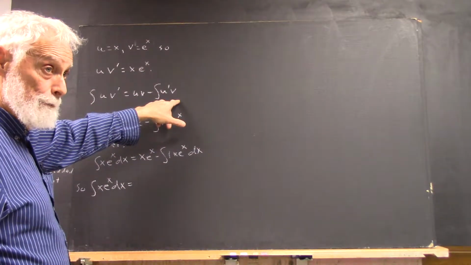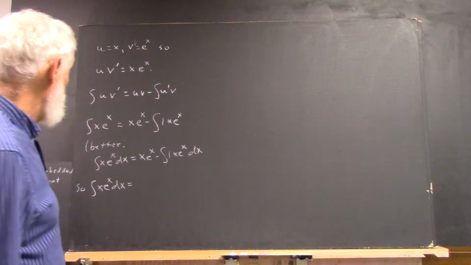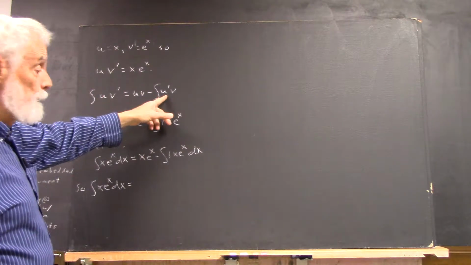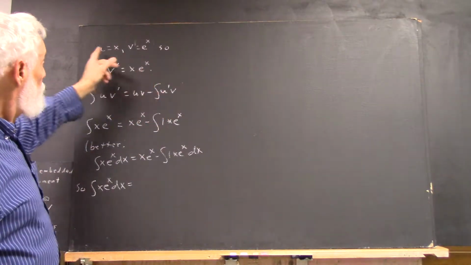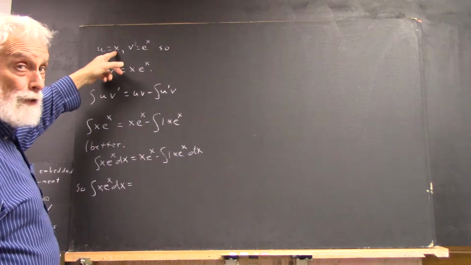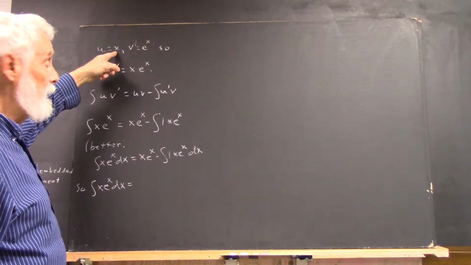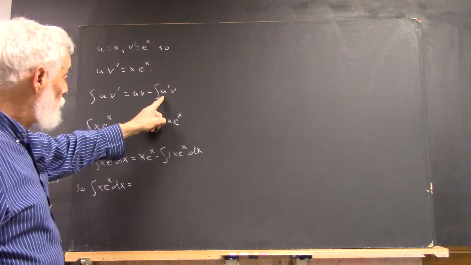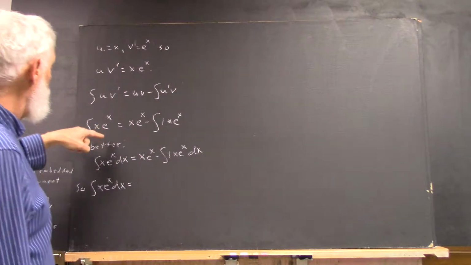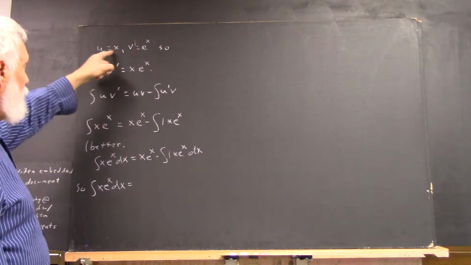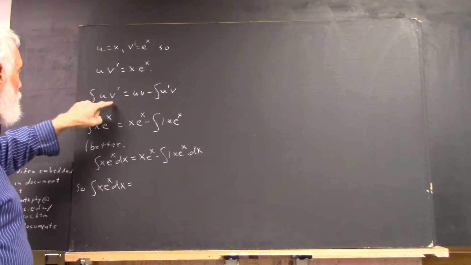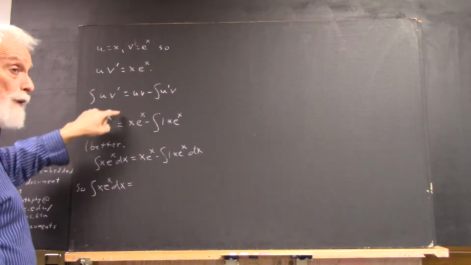of u prime v, we could write this out very easily since we know what u, v prime, and u prime are. Of course, we haven't written out what u prime is, but u prime is the derivative of u with respect to x. U is x, the derivative of f of x with respect to x is 1, right? So our u prime is going to be 1. Our v is e to the x. Our u v is just x times e to the x. And our integral of u v prime is the integral of x e to the x.